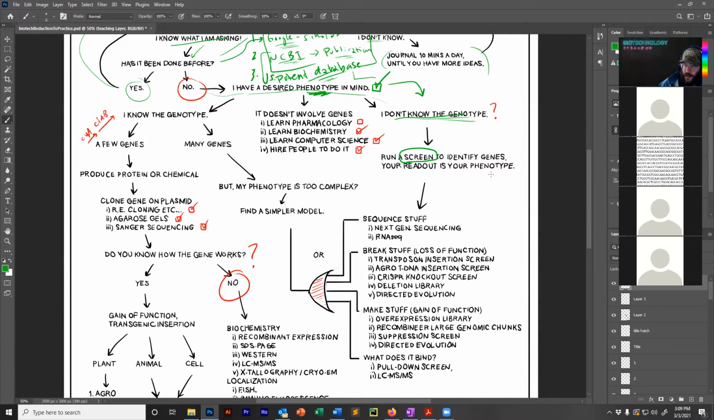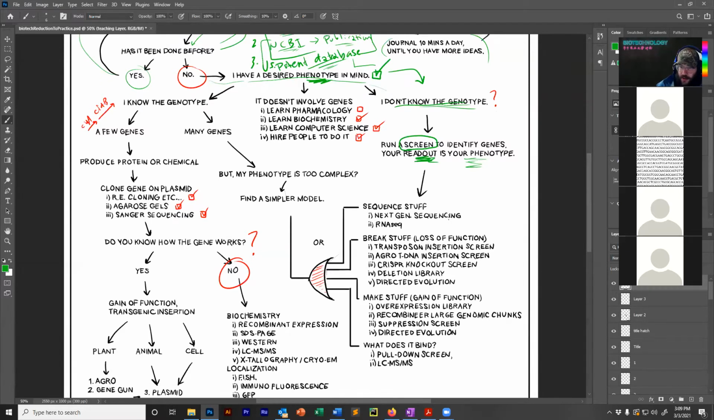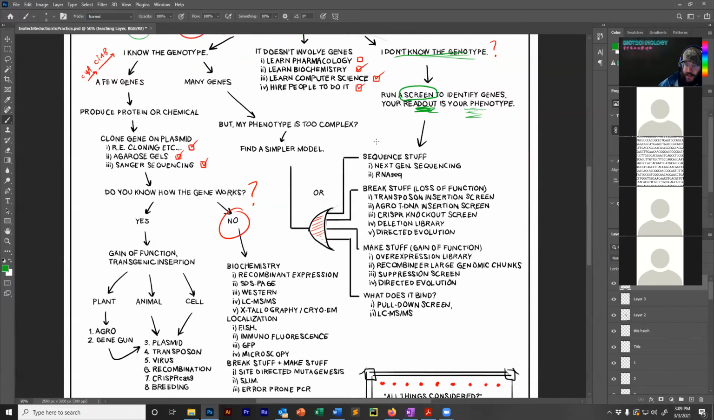And to do a screen, you need some kind of a readout. Okay. You need something to look at. Usually that's going to be your phenotype. So let me talk about some different types of screens, some of the things you could do if you were going down this research trajectory. Okay. And we should now have a good understanding of what these things are. So a lot of people just sequence stuff. That's kind of the first thing.